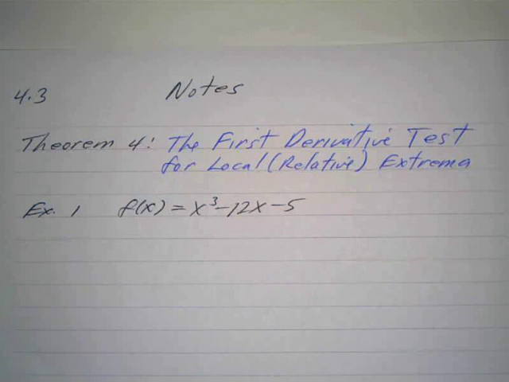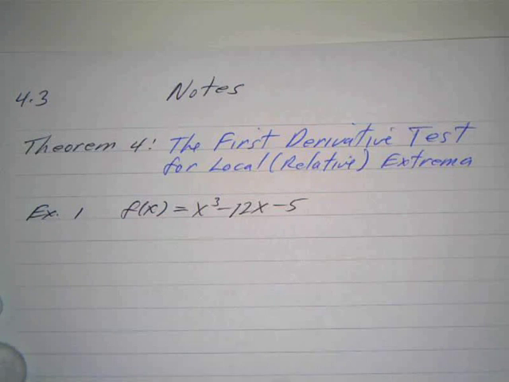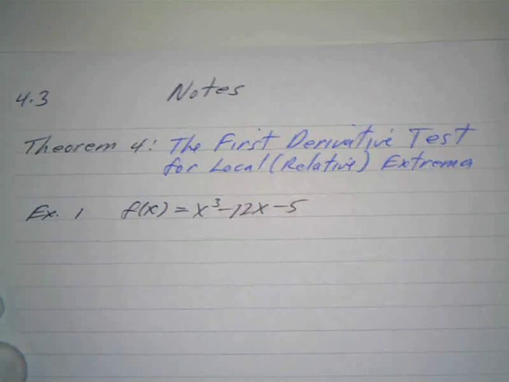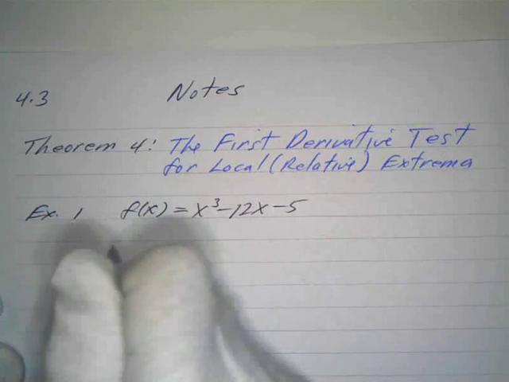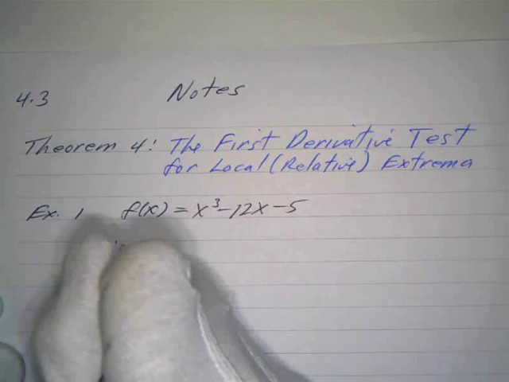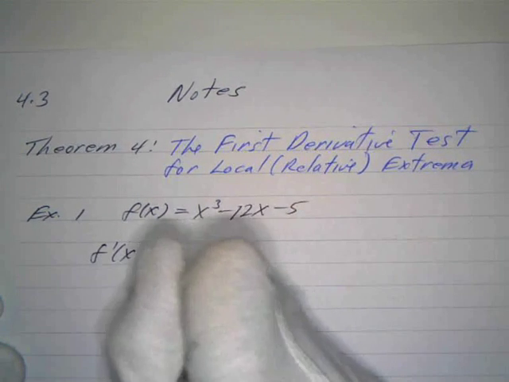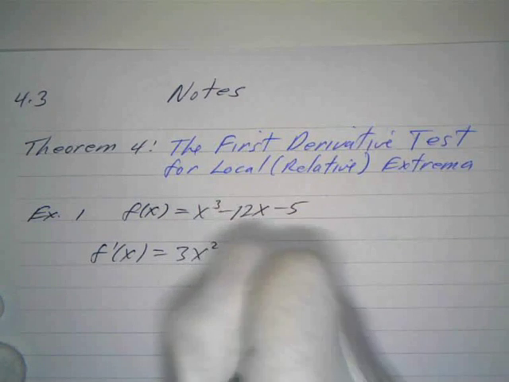Okay, some more notes on section 4.3, and this is, again, just an example of the first derivative test, and we've done these before back in section 4.2, so this won't be totally new. Okay, so again, this is my function. This is an example. We want to find the local extrema for this function here. So first of all, we take a look at the derivative. So f prime of x equals 3x squared minus 12.